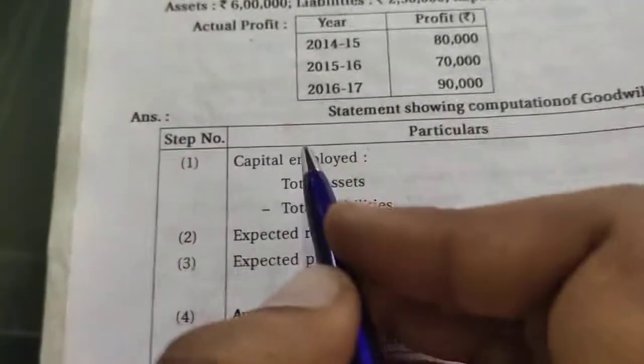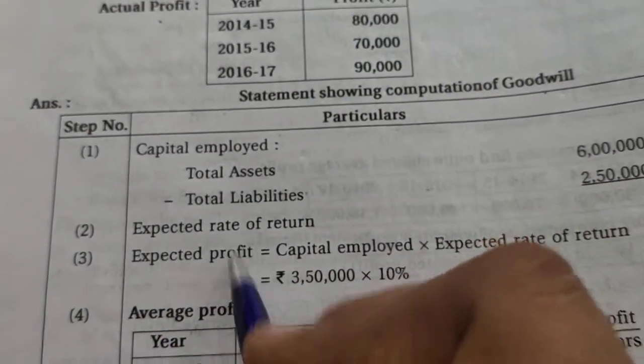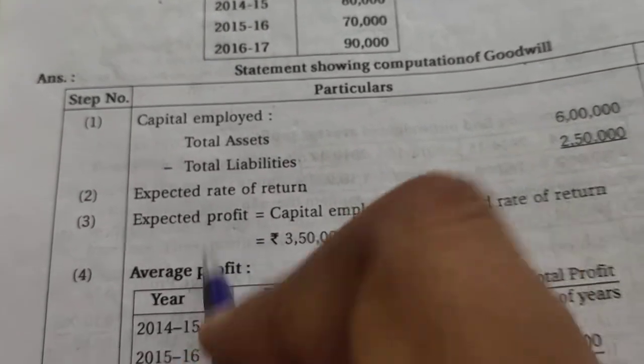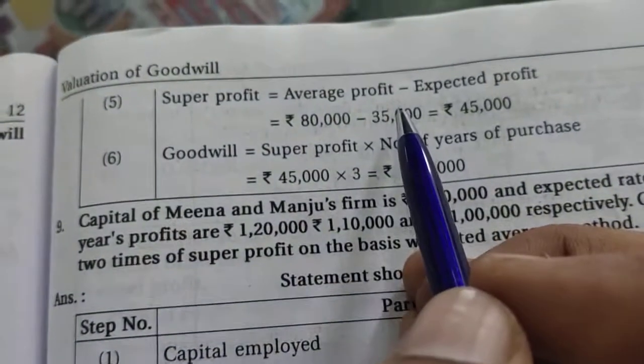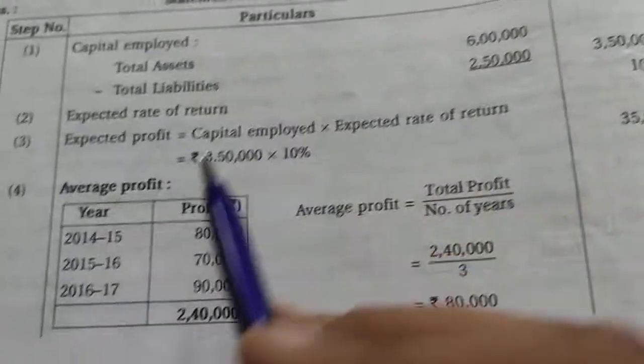Okay. First one is capital employed, then expected rate of return, then expected profit. Both expected you have to remember. Then average profit. The next point you will gain is super profit. What is the super profit formula? Super profit is equal to average profit minus expected profit. See the comparison.